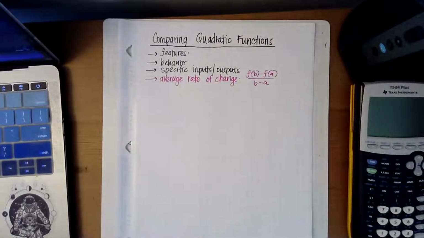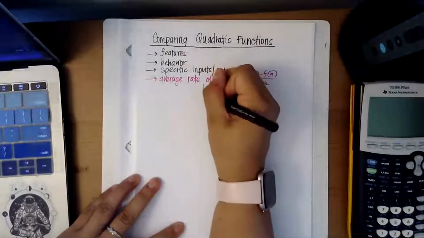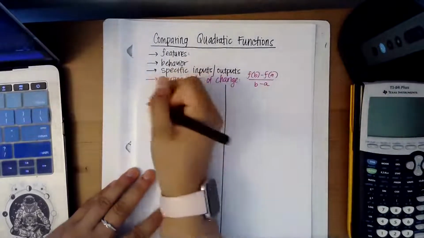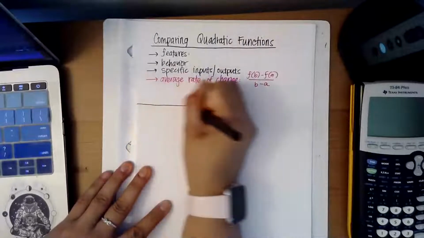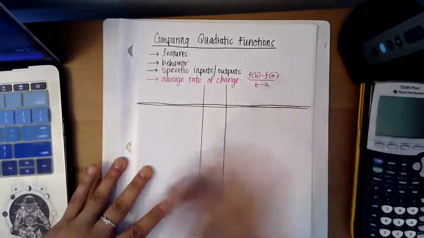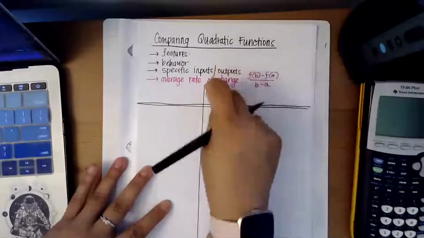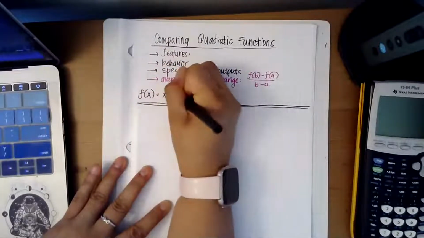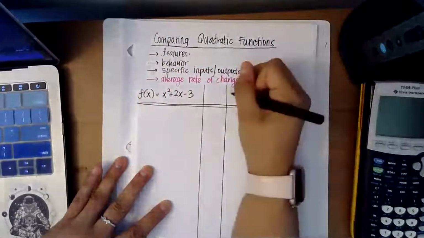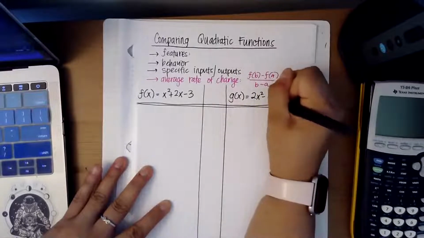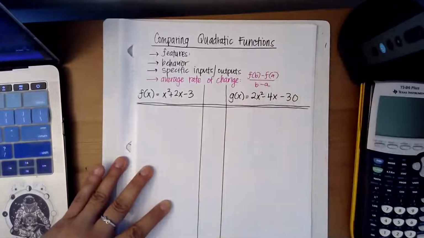I'm going to start with two functions, and we're going to compare them. Notice that my comparison is going to be in the middle, and the comparison is going to be less than or greater than. So that's why this is in the middle. Over here, I have f of x equals x squared plus 2x minus 3. And over here I have g of x is equal to 2x squared minus 4x minus 30.